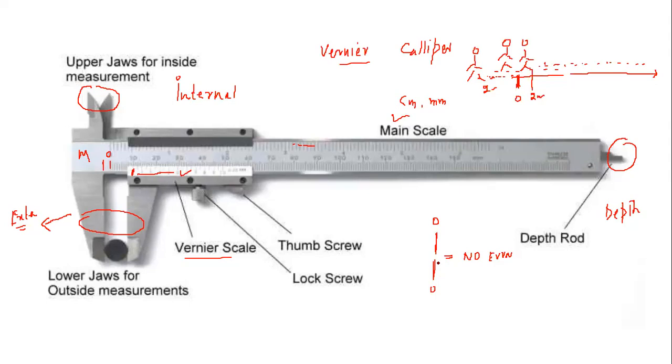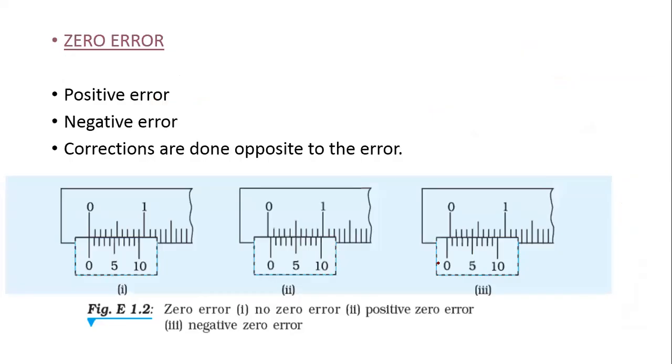That error is of two types: one is called positive error, and the second is negative error. We call it zero error, meaning the error is in between two zeros: one is the main scale zero, the second is the vernier scale zero. You can see in the first image, both zeros, main scale and vernier scale, are parallel, so there is no error.